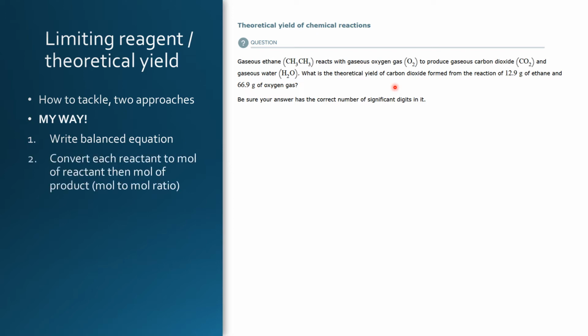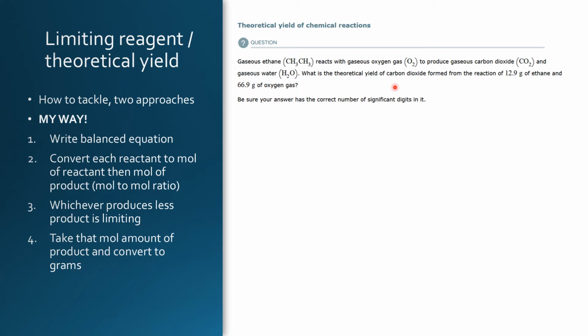The next thing you have to do is to convert each reactant to moles of reactant and then use the mole to mole ratio to get moles of product. The third step is to decide whichever produces less product is limiting, meaning whichever reactant produces the lesser amount of product, we can identify that as our limiting reagent. Then once we know the maximum amount of product that we can possibly have, we take that mole amount and we convert it to grams. So let's go through this step by step.